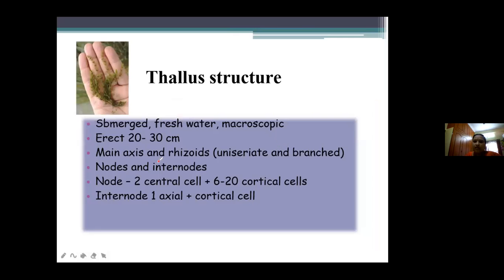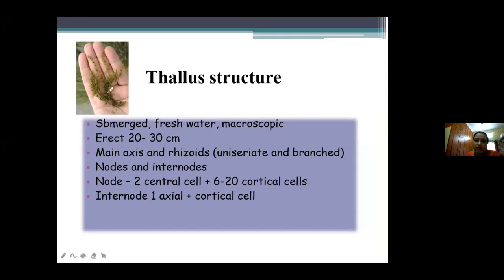Next one, see here, the thallus. External features of the thallus. Here the thallus is very different, girls, compared to the others. In the Chlorophyceae members, you have studied already two types. Volvox has a different thallus. Oedogonium also has a different thallus. But here also the thallus is different. The thallus is very different in each and every species.